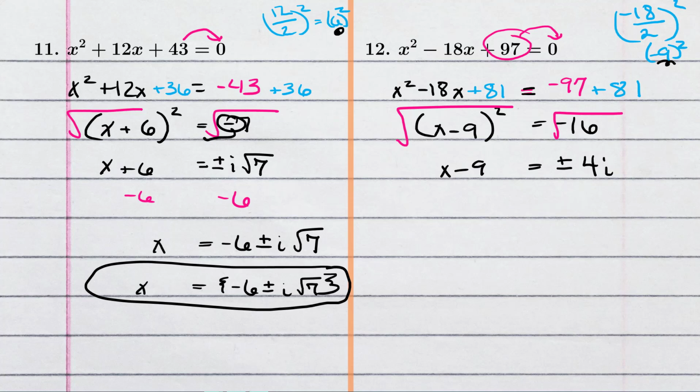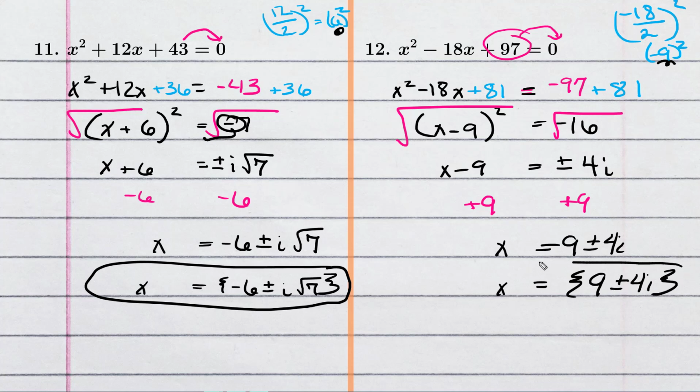I now need to move the 9 to the right-hand side by adding 9 to both sides. And so we have x is equal to 9 plus or minus 4i. And so when I write it in set brackets, 9 plus or minus 4i. That would be your solution.